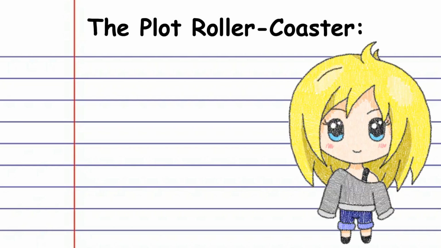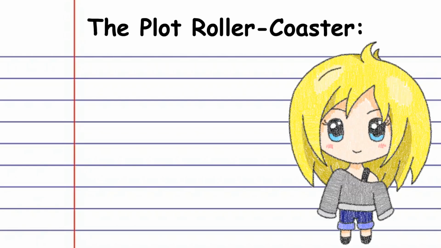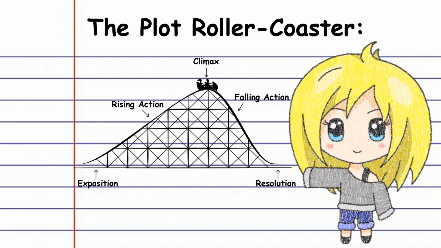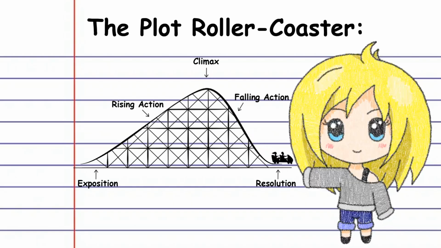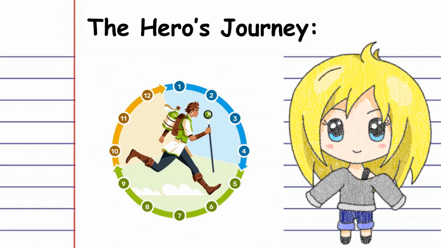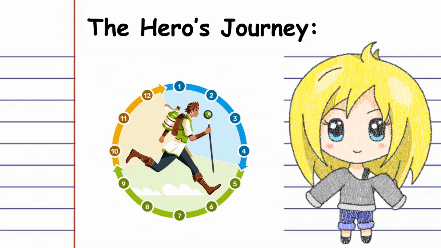So if you saw my last video, you'll know that the plot roller coaster is represented with a line that starts off low, then progressively gets higher and higher until it reaches the climax of the story, followed by a dramatic decrease in action before finally coming to an end. The hero's journey, on the other hand, is represented by a circle. I suppose to signify that, to some extent, stories always come full circle. History repeats itself, and a lot of stories will end roughly in the same place that they began.